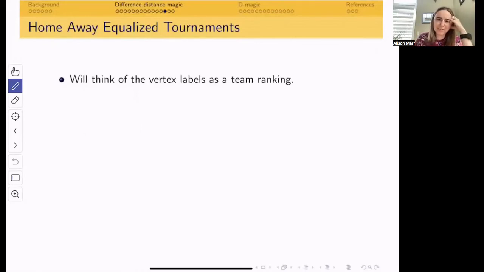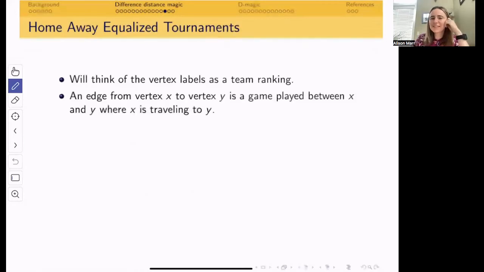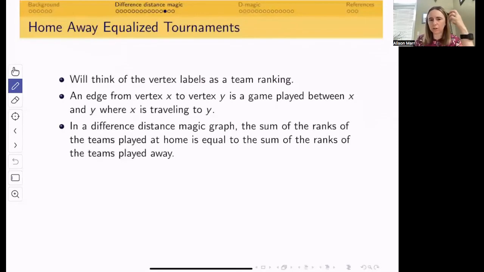That's the question he came to me with. And so we'll think of these vertex labelings that we do on this directed difference distance magic labeling as the team rankings. Any edge that goes from X to Y means a game is going to be played between X and Y, where X is going to travel to Y. So we're adding this travel piece to the tournament. Sometimes we just talk about X playing Y, but now we're going to talk about X going to play Y at their particular home venue.